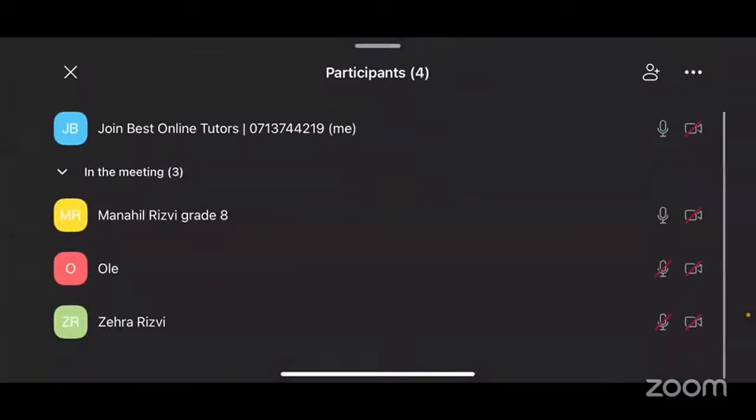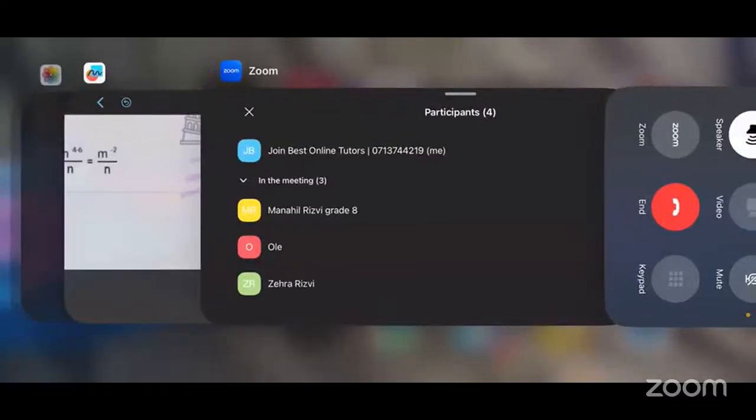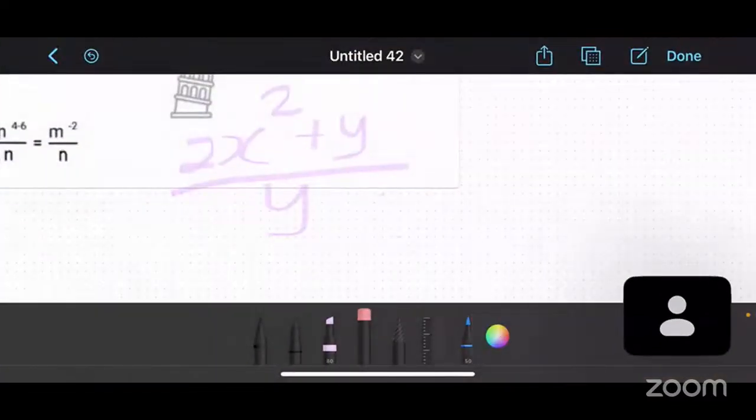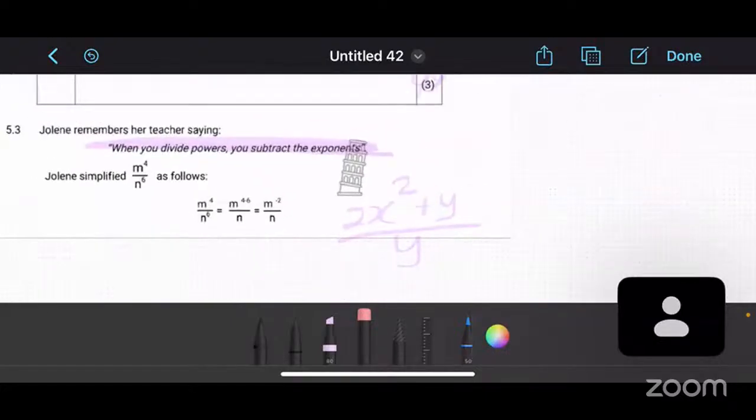Okay, Bokang ran away. And Manahil, do you remember what we said about dividing? What did we say exactly? Ma'am, you said that whenever we divide the same bases, then we subtract the exponents. Okay. Thank you, Manahil.